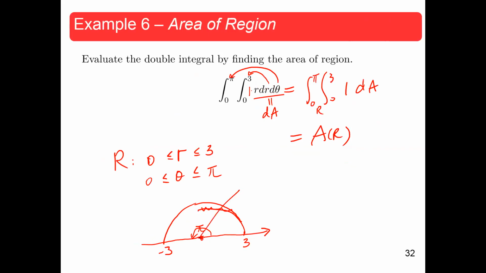So radius goes from 0 to 3. It covers this whole inside of the semicircle. Okay. So that's going to be our region R. Okay. This is the region R.